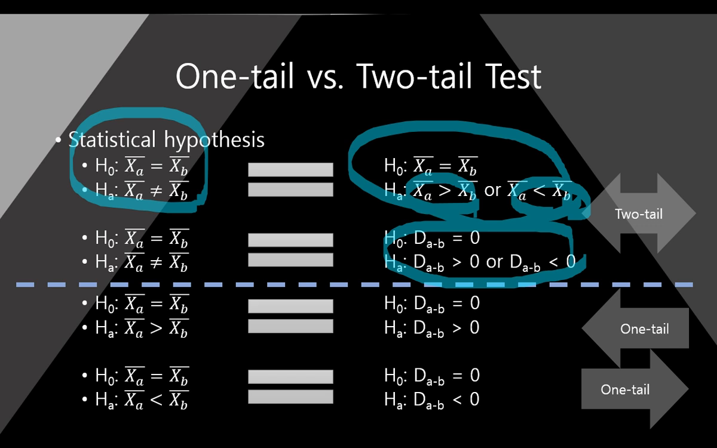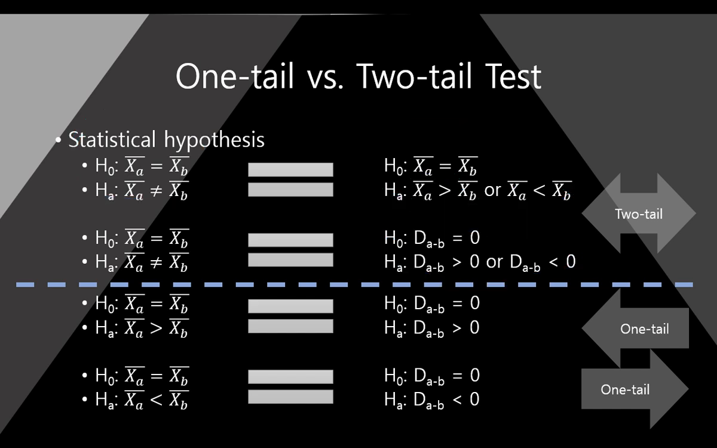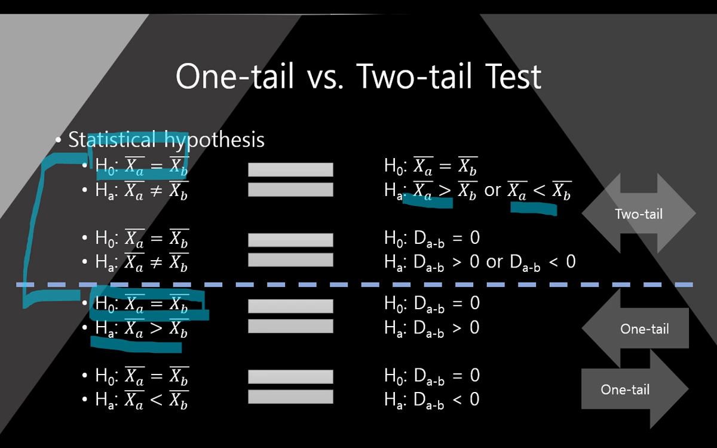But if we change these two-tailed hypotheses to one tail, we must choose only one of the two. For example, here. Okay, the null hypothesis is the same. If you check this one, these two are the same. The different thing is the alternative hypothesis, because here we just choose one of the two. So here we made our alternative hypothesis as X̄A is larger than X̄B. And we also moved this part to the left side, so it changed like this: dA−B is larger than zero.